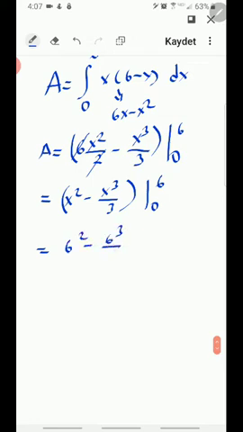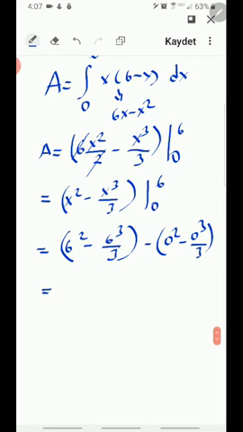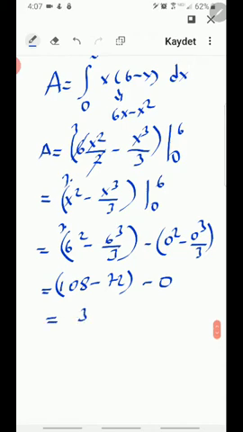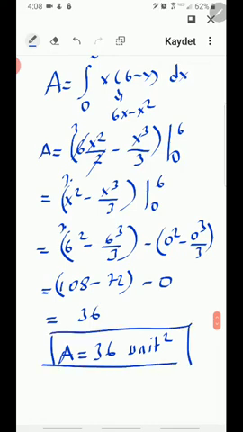So let's substitute 6 and 0 respectively. It means 3 times 6 squared minus 6 cubed over 3, minus 3 times 0 squared minus 0 cubed over 3. Pardon, we have a 3 here, I forgot it. 3 times 6 squared, which is 108, minus 6 cubed over 3, which is 216 divided by 3, 72, minus 0, it means 36. So area equals 36 square units, which is the area bounded by the function x times (6 minus x) and the x-axis.